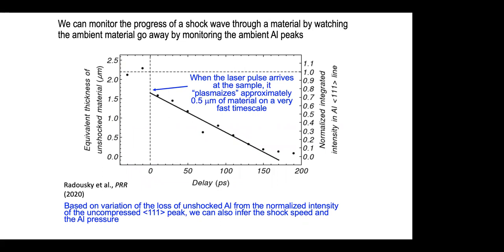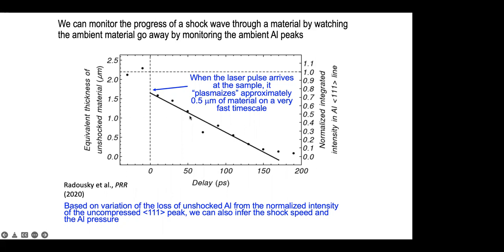At very high energies, we were melting the aluminum ablator. And what that allows us to do, if we can normalize the ambient aluminum peaks, is watch them go away as the shock wave propagates through the sample, the amount of ambient material and its associated diffraction peaks going away. And if we have a calibrated estimate of those intensities, then we can estimate how much of the material remains from the shock wave. And so we did that, normalized to the thickness of the material, and you can see that the amount of ambient material goes down as the shock wave propagates through.